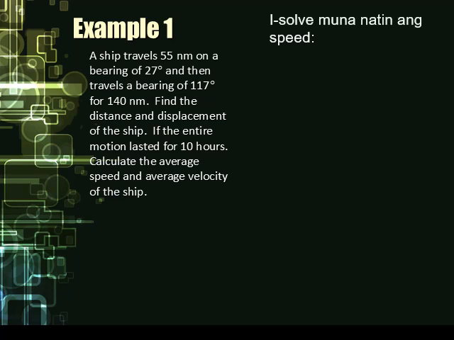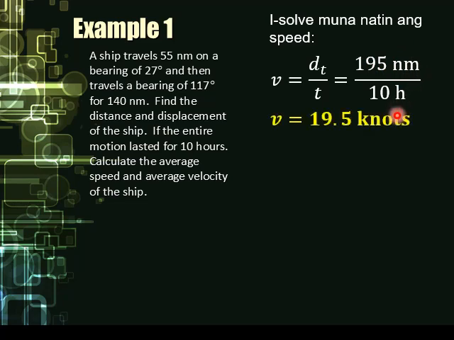Okay, next, i-solve muna natin ang speed. So, ang formula natin ay total distance over time. So, yung total distance na 195 nautical miles, i-divide lang natin siya sa 10 hours. So, we have the value of 19.5 nautical miles per hour or 19.5 knots. So, ito yung ating average speed.